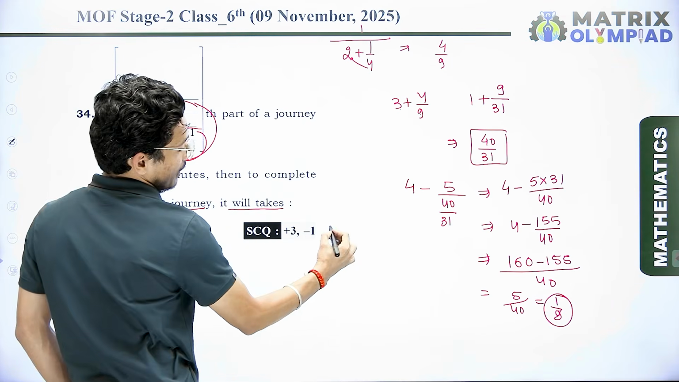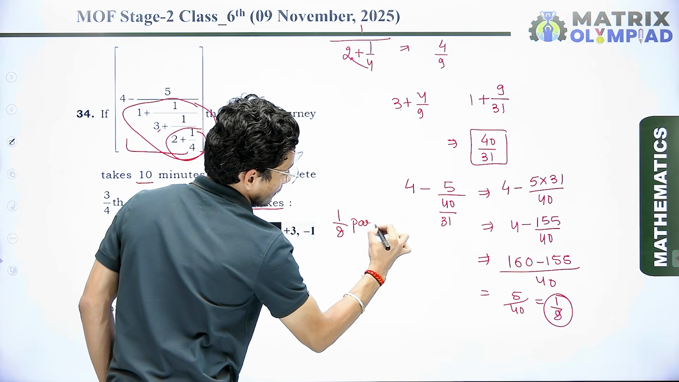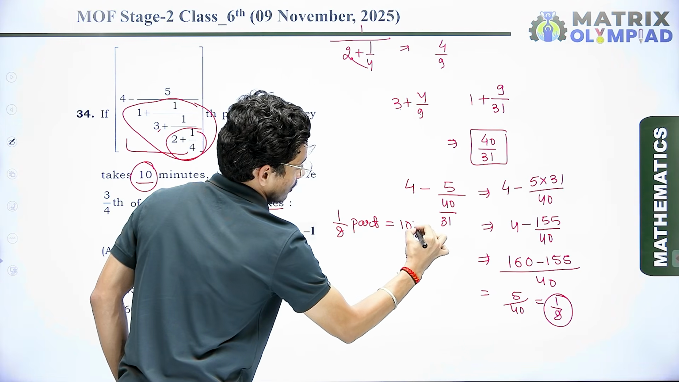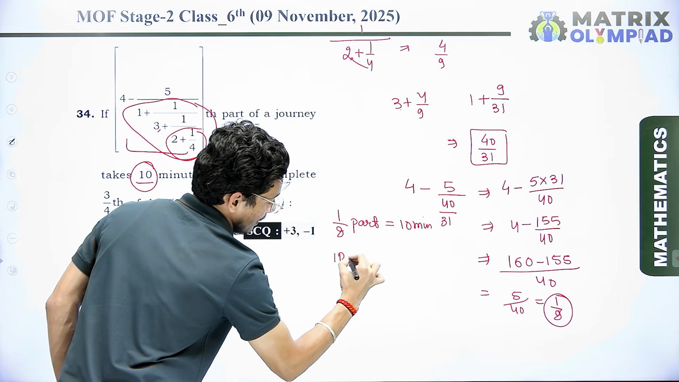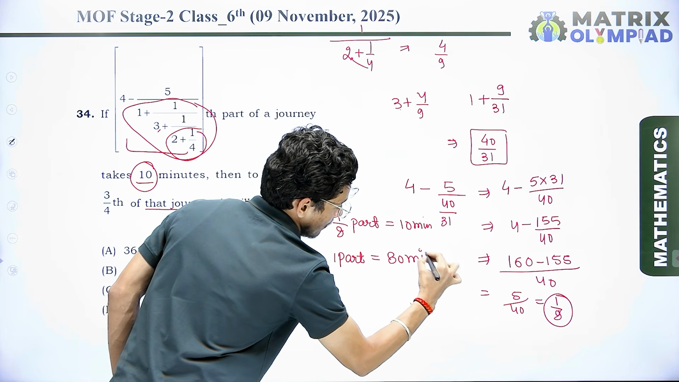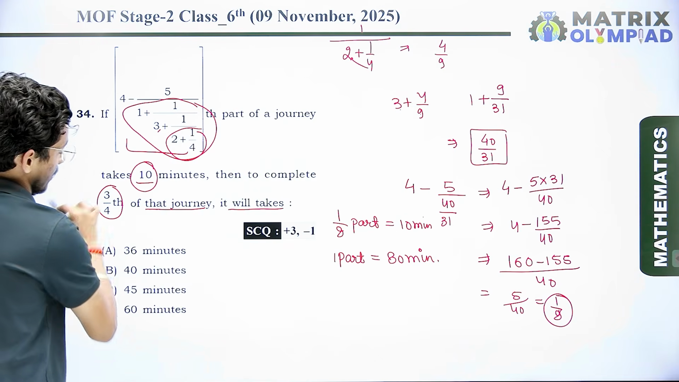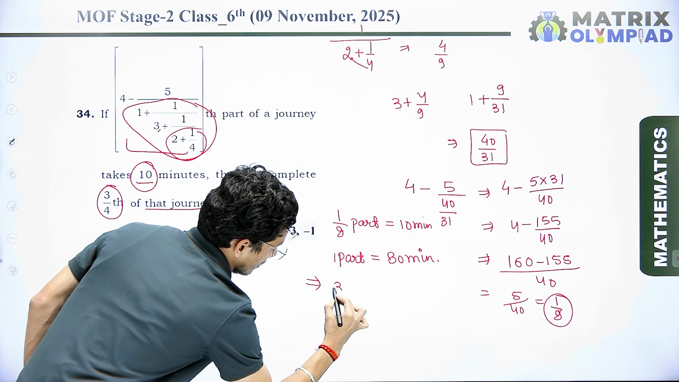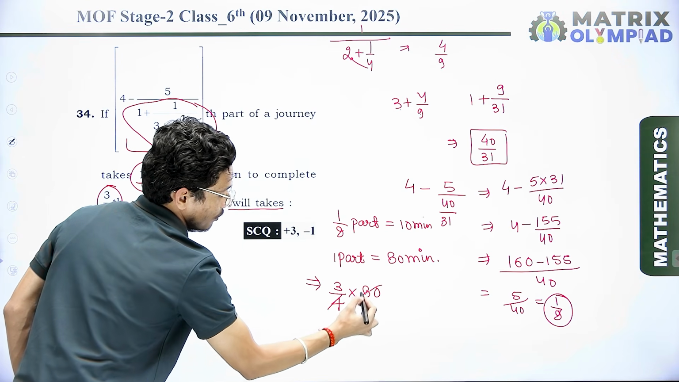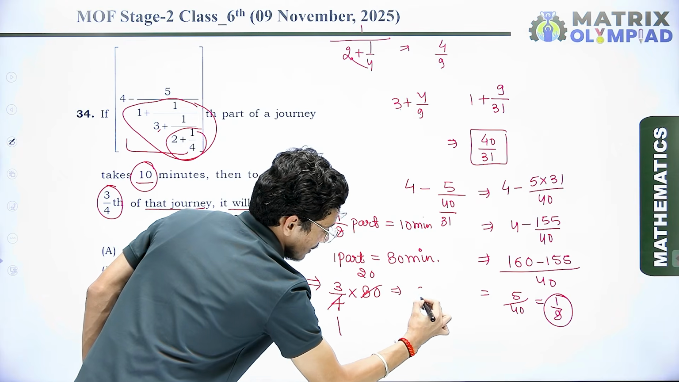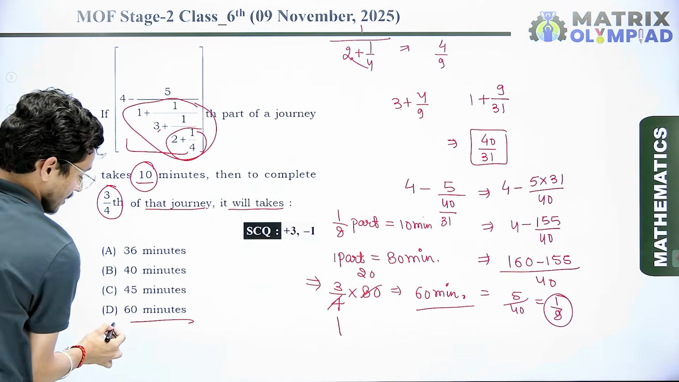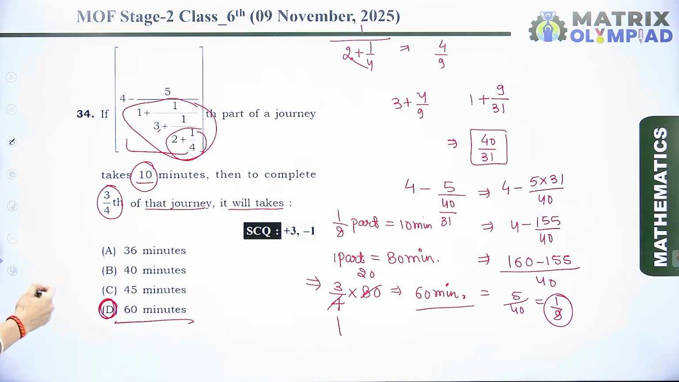It means the 1 upon 8 part takes 10 minutes. So I can write one part completely takes 80 minutes, and we have to find the 3/4 part. So for 3/4 I can write 3/4 part multiply by 80. So 4 1 ja 4, 4 2 ja 80. It means we get 60 minutes. Here it means option number D is the correct answer over here.